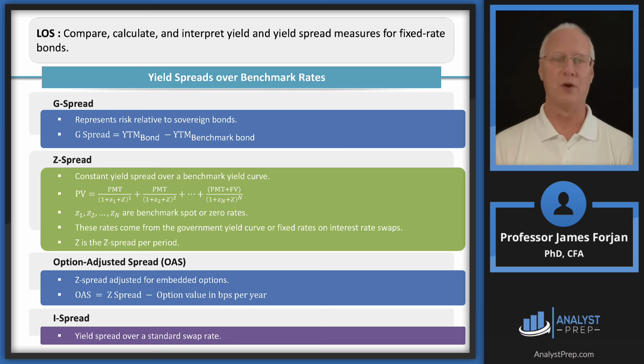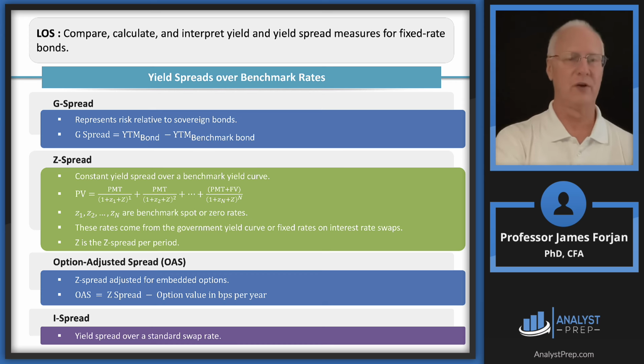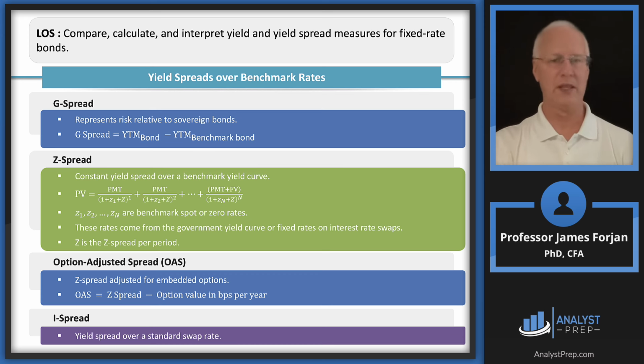All right, so what we're doing is taking a look at the yield curve. We know the yield curve can be upward sloping, downward sloping, or flat. If it were a flat yield curve, then each of those Z1 and Z2 and Z3 would be the same number.